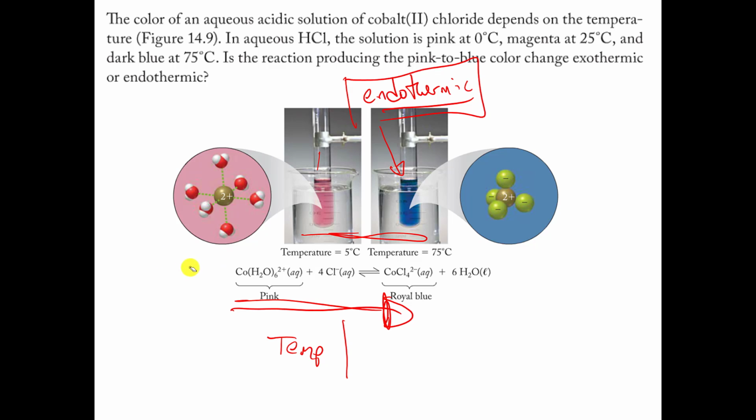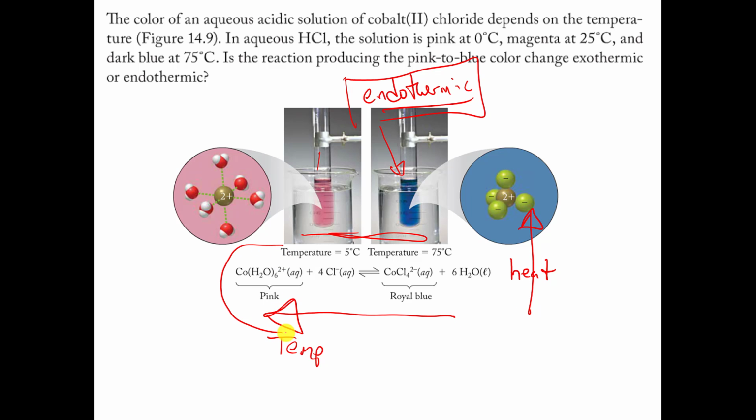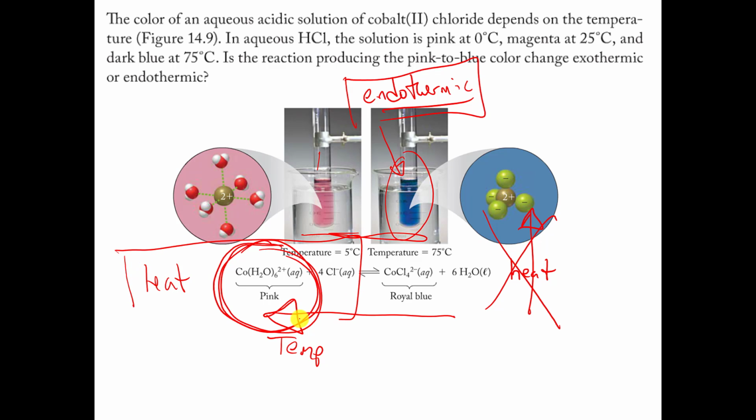If it was the other way, if heat was on the right side of the arrow and we warmed up the test tube, the contents of the test tube would have got pushed over to the pink side, but it didn't. It got pushed over to the blue side. So this cannot be the case. There must be heat or energy on the left side of the arrow in this case, which means we figured out, just by doing this little experiment, that this reaction right here is endothermic.